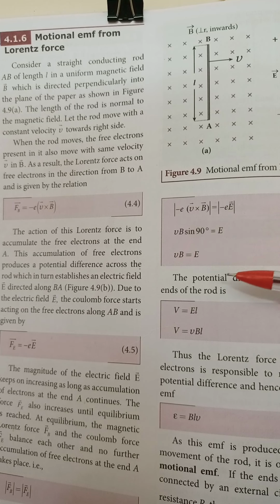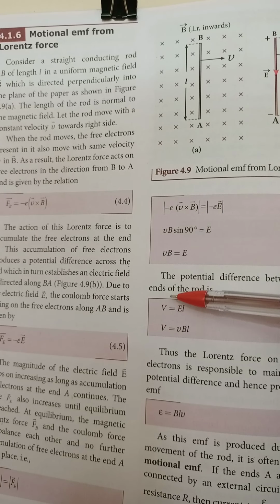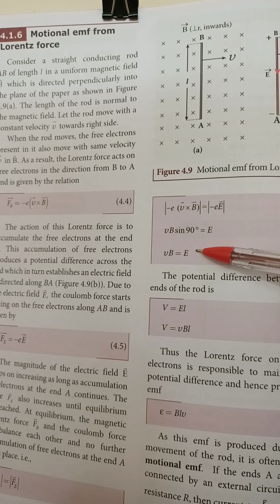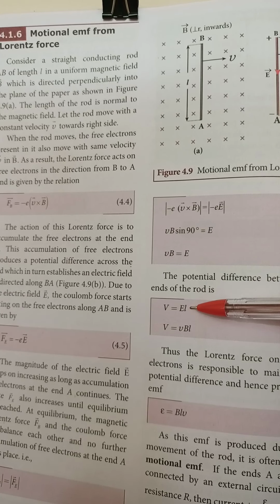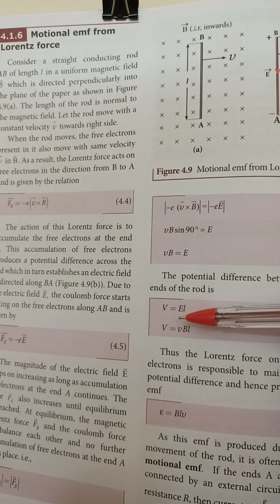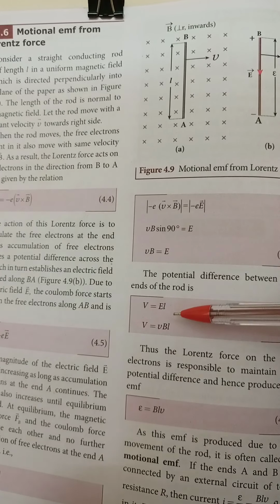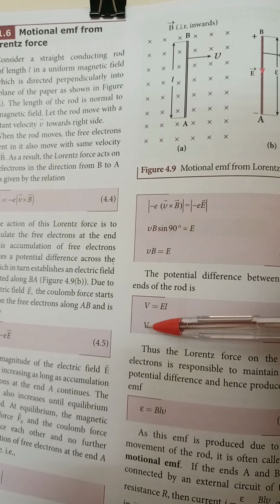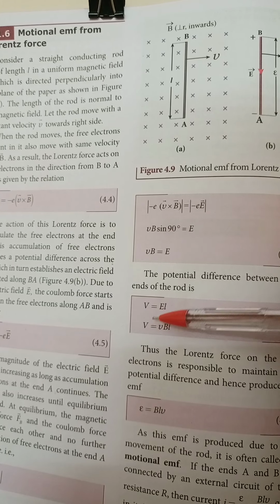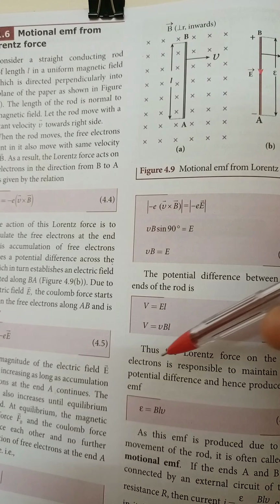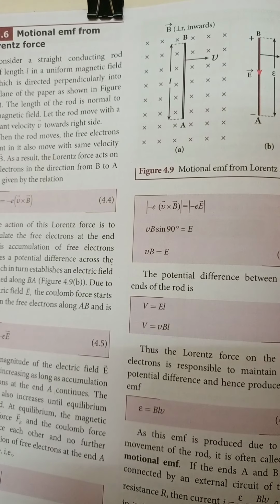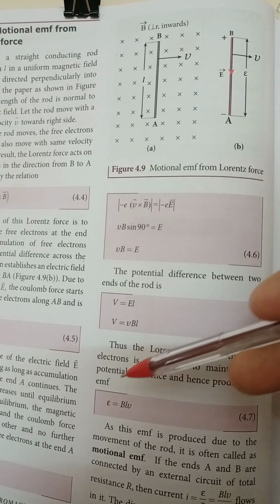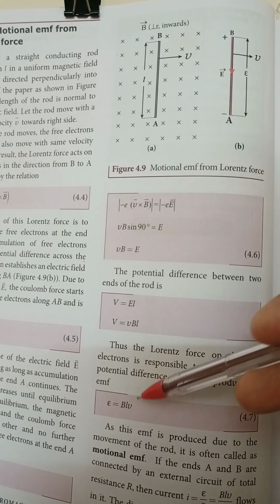The potential difference between the two ends of the rod, V, is equal to EL. Substitute E equal to vB from this equation, and you will get the potential difference across the ends of the rod: V is equal to vBL. Here small v represents the velocity and capital V represents the potential difference. Thus the Lorentz force on the free electrons is responsible to maintain this potential difference, and hence produces an EMF. E is equal to BLv.